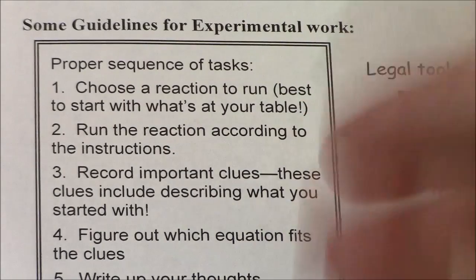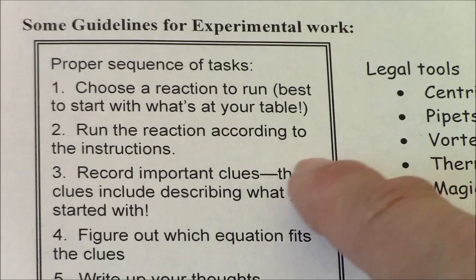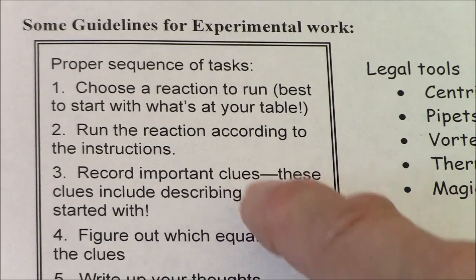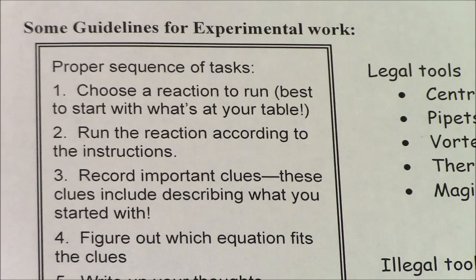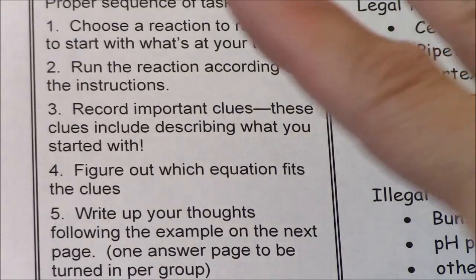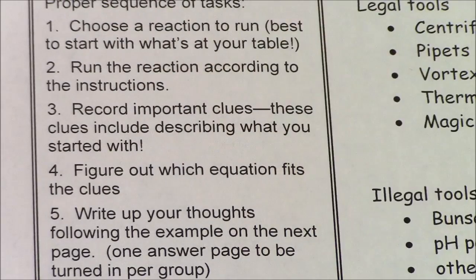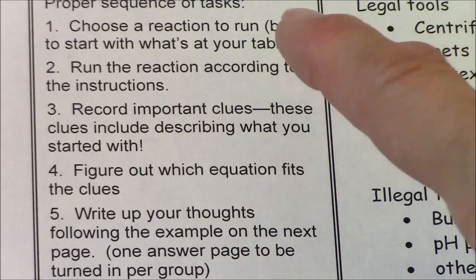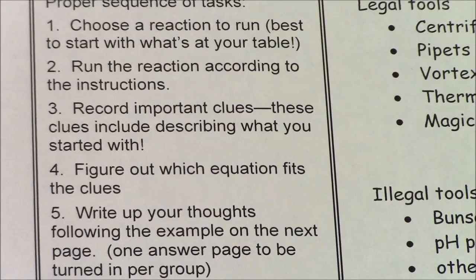Guidelines for experimental work gives you an overall strategy. Run the reaction, any one of the 5. Look for clues. And then try to figure out which equation fits those clues. People who run all 5 reactions in the beginning fail because they can't remember which observation goes with which reaction. They're rushing. It doesn't work. So you really need to run a reaction and try to figure out which equation fits it. Then go to the next reaction.